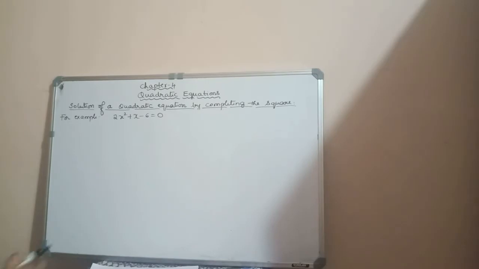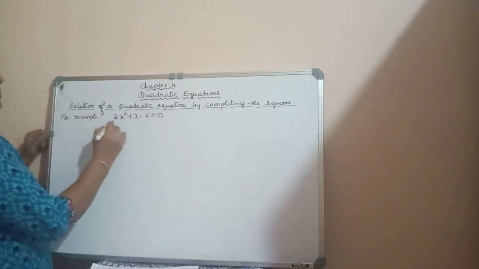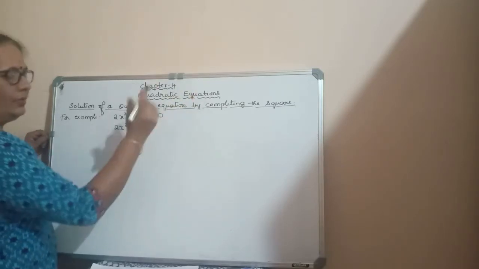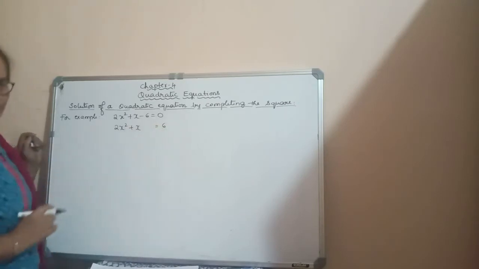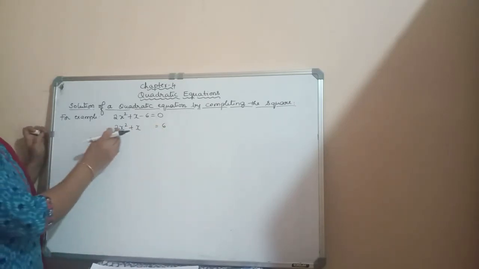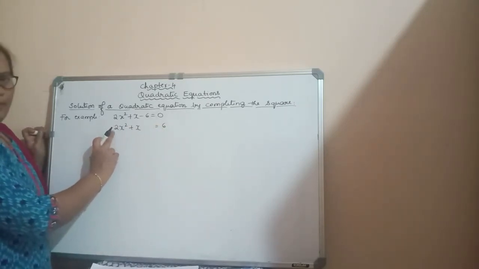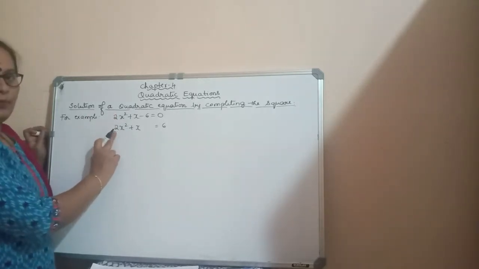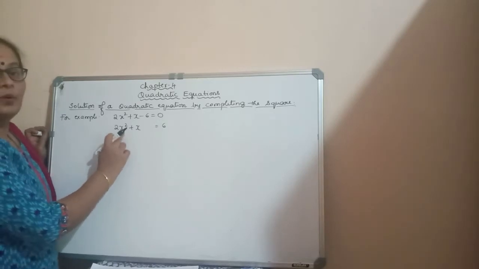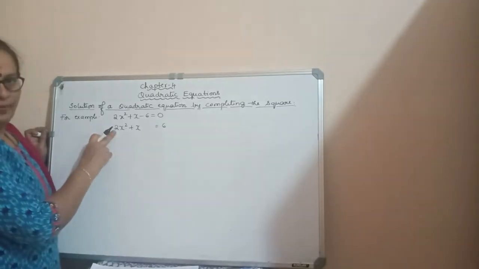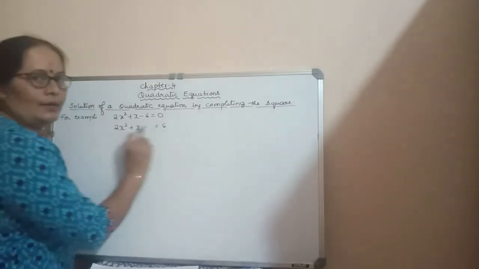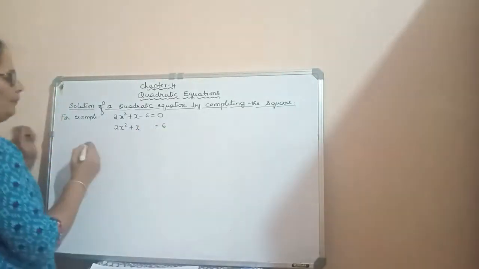2x square plus x minus 6 equals 0. First step is to take the constant to the right side, which is plus 6. Now here 2 is not a perfect square. If it were a square, say 4 instead of 2, then you could write (2x) whole square. But 2 is not a perfect square. So what we have to do is divide the whole equation by 2.